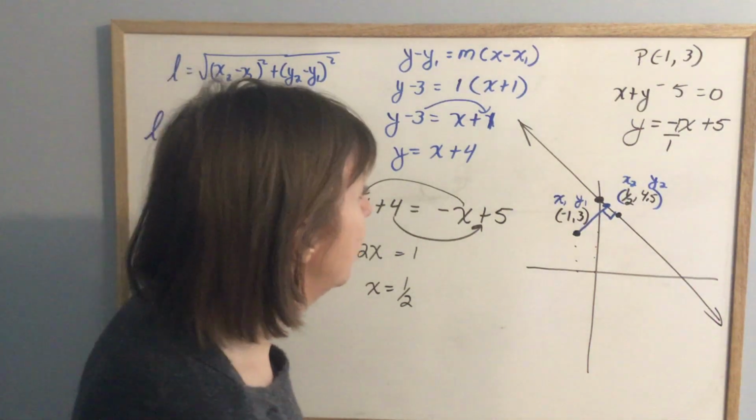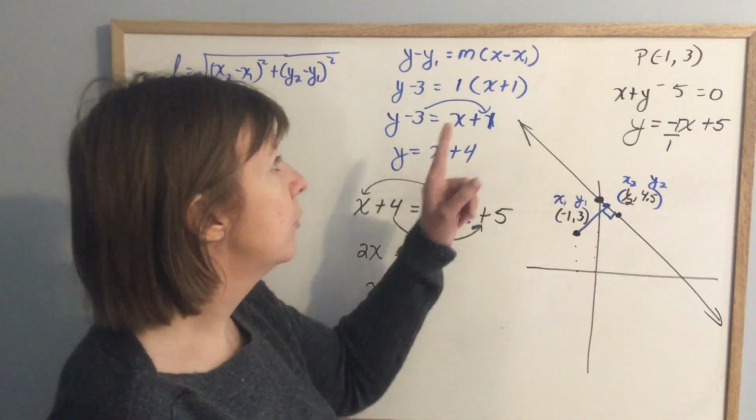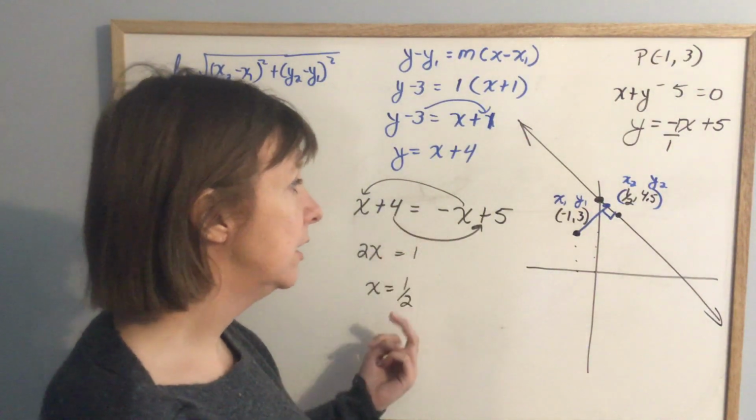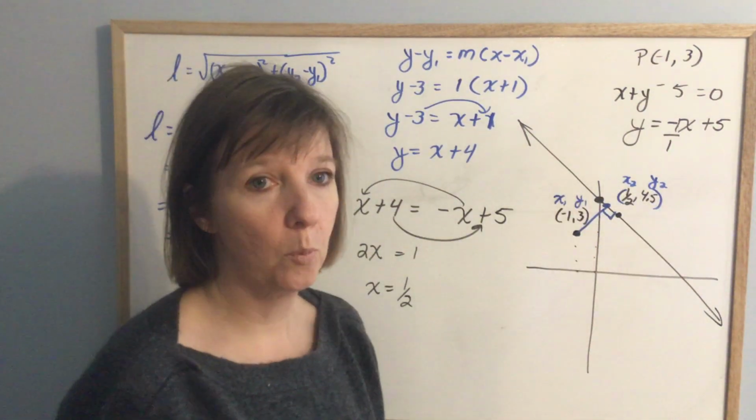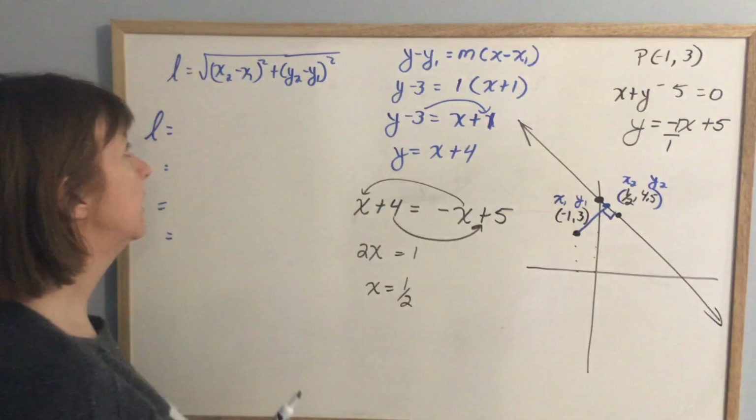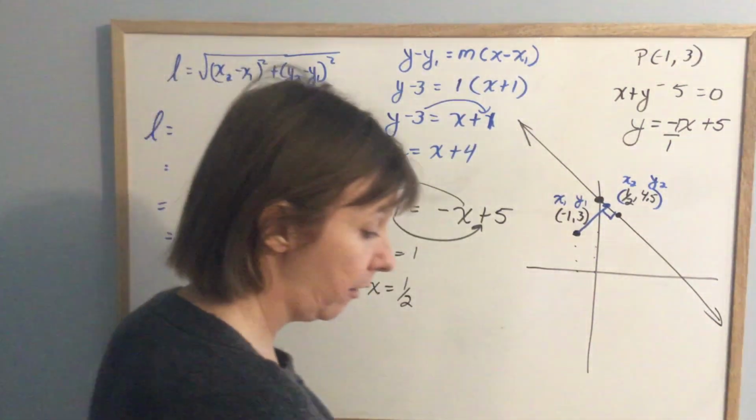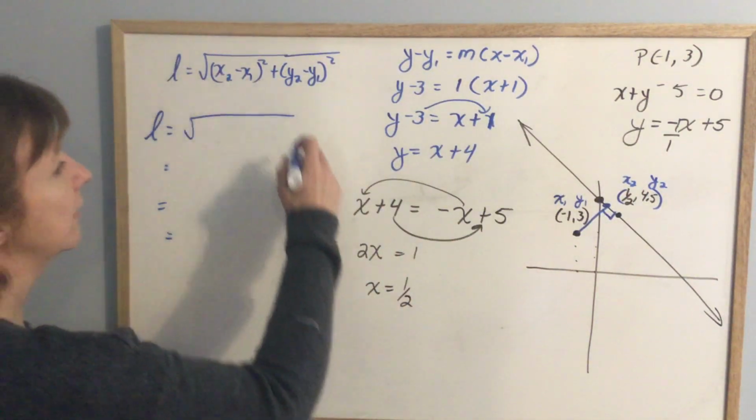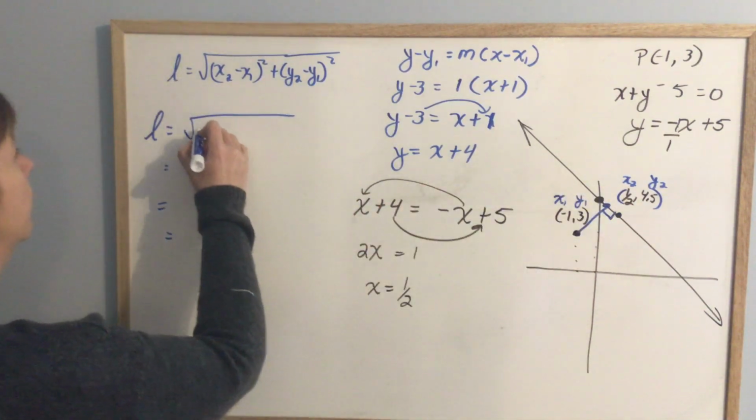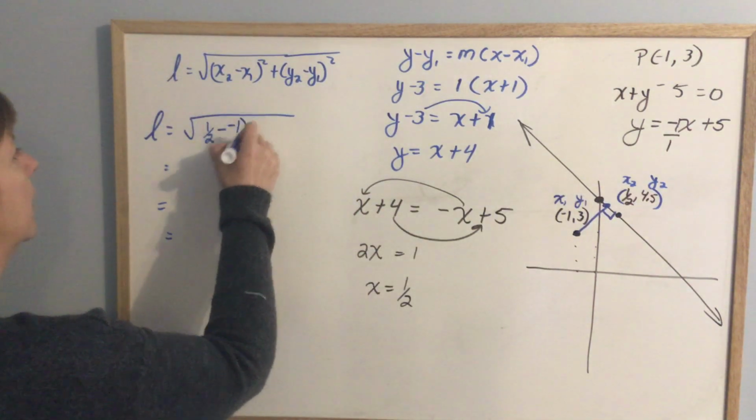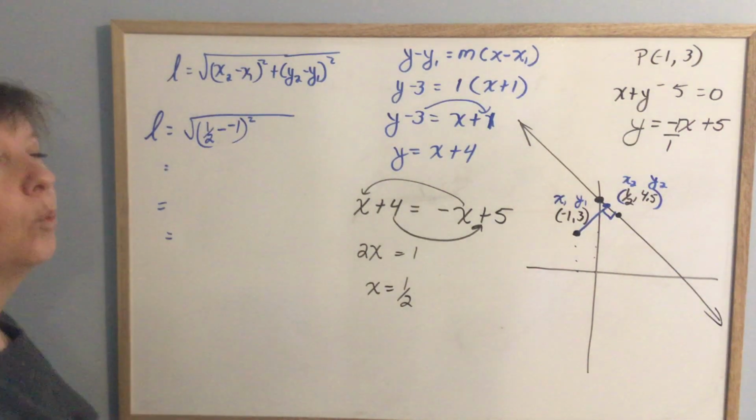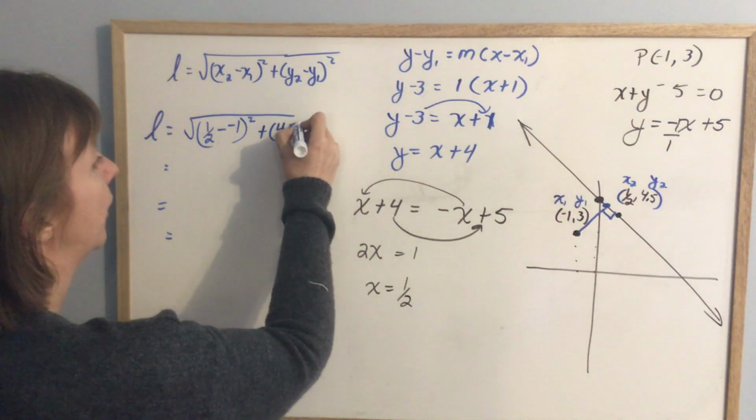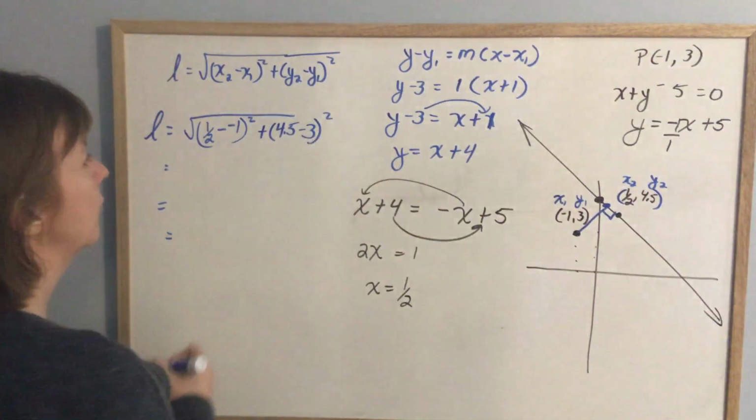All right, so now that I have this point, step 1, find the equation of the blue line. Step 2, make the two equations you have equal to one another, solve for x, and figure out the y. So once you have the beginning of the line and the end of the line, now it's a matter of putting this in. So the square root of x2 minus x1, so 1/2 minus negative 1 squared. So that's really 1.5 squared. Plus y2, which is 4.5 minus 3 squared.